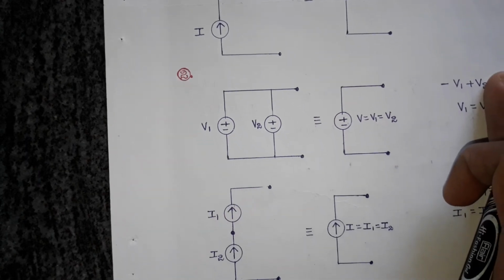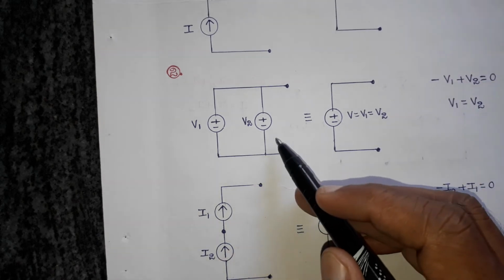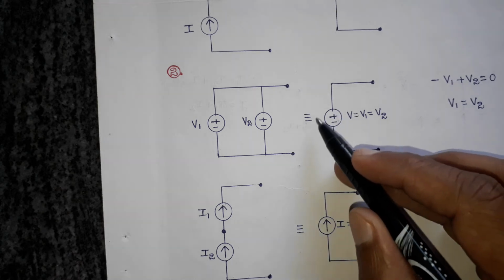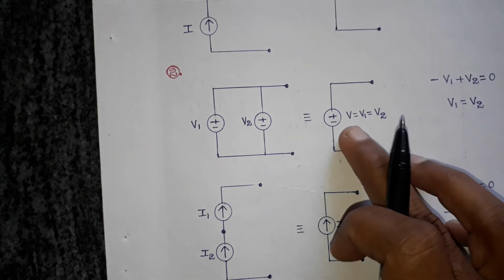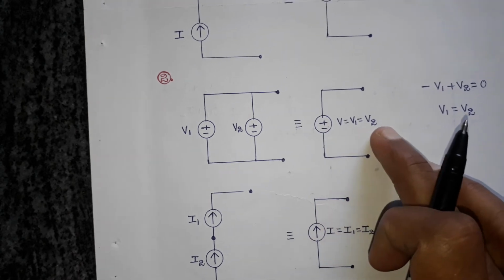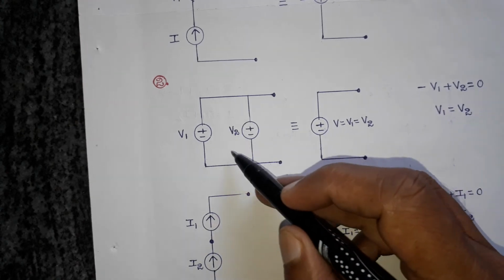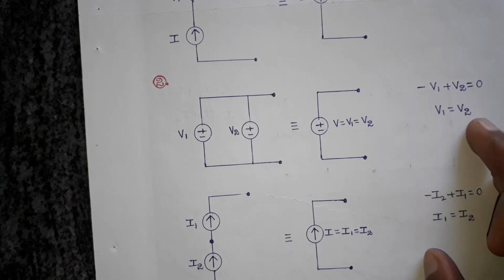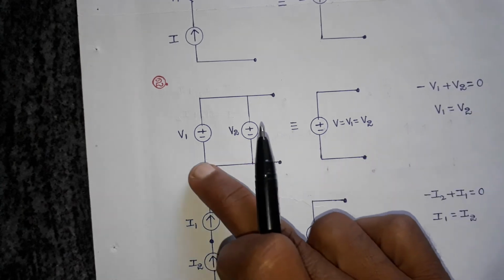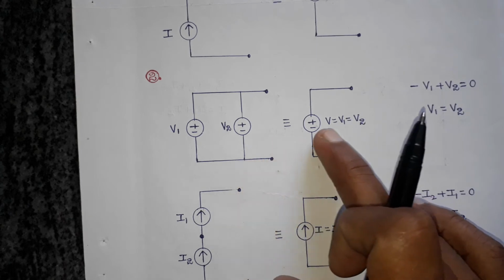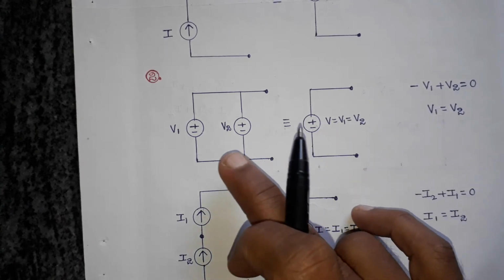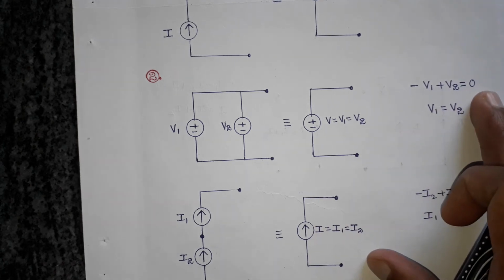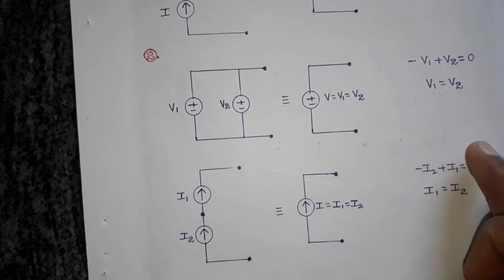Similarly, when two ideal voltage sources are connected in parallel, it is equivalent to an ideal voltage source whose value is V equal to V1 equal to V2, because if you apply KVL for this loop, minus V1 plus V2 equal to 0, so V1 equal to V2. That is possible only when their magnitudes are equal. Otherwise there is a violation of KVL, which leads to instability of the system.